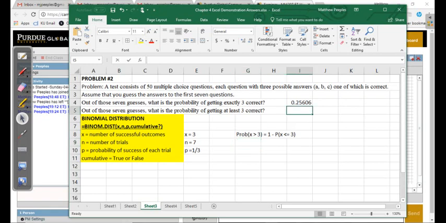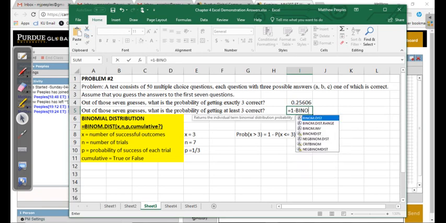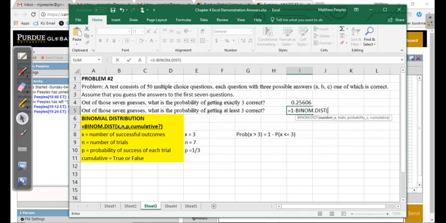So here's the way we're going to work this one. We're going to say equals 1 minus the binom.dist. Here's our formula. We want getting at least 3 correct, so we're going to use at most 2, really, in this case. Our number of trials remains 7. The probability within each trial of success is 1/3. And the cumulative probability is the one that we want, so this time we choose true.